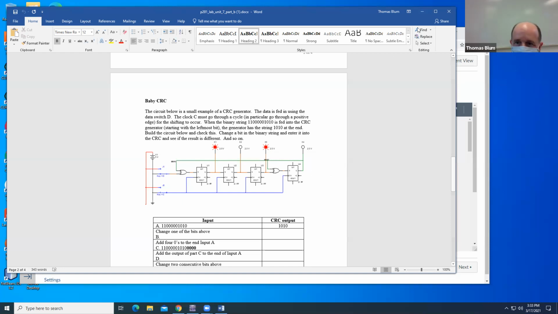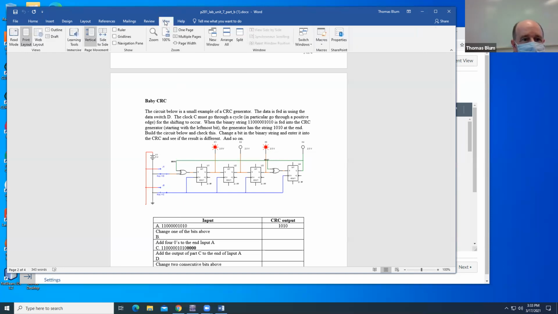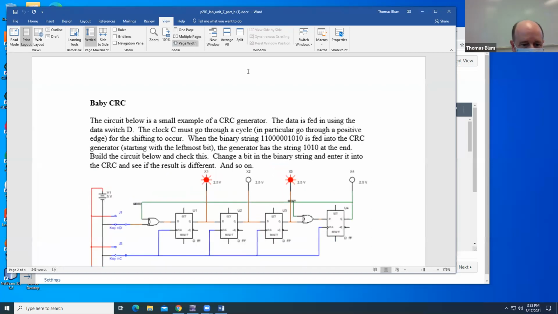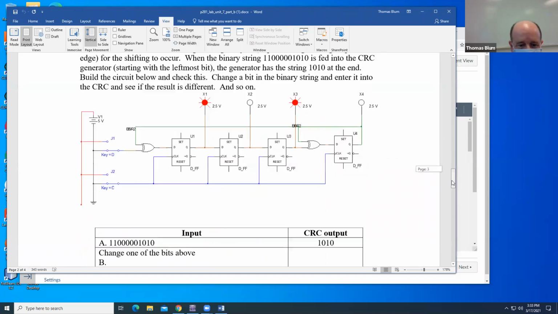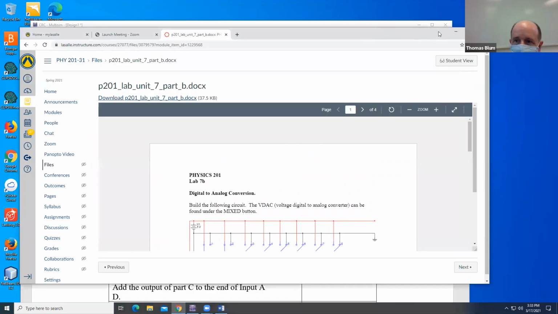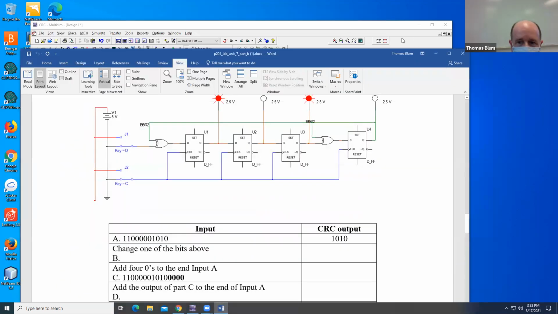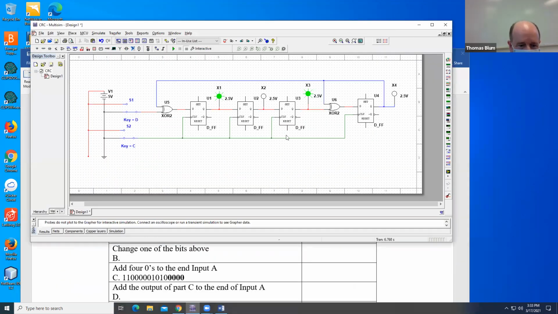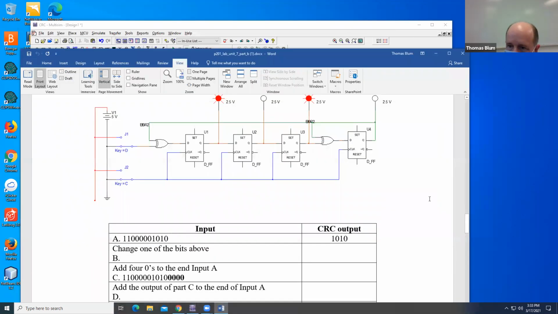Okay. So what I want to see, I want to maybe jack the magnification up a little bit, page width. And I want to see this data that I'm going to put in. Need this to be a little lower.